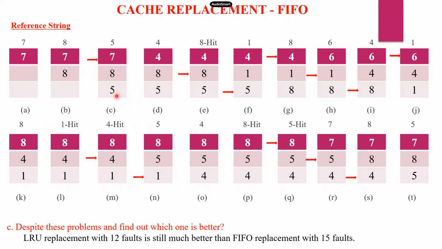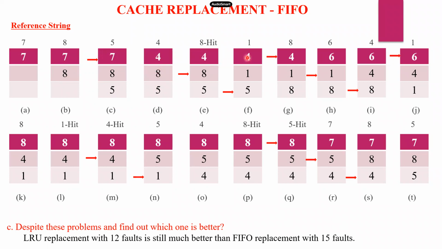So which one is removed now? Among the 3, which one entered first? That data will be removed. So 7 entered first. So whenever the new data comes, the 7 will be removed. So instead of 7, 4 will be placed. So 4, 8, 5. The next data 8. 8 is already available. So hit occur.